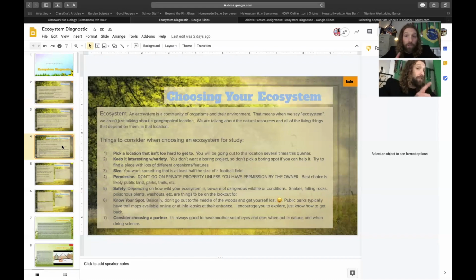So moving into your project, what are you going to have to do? Well, you're going to have to choose an ecosystem first. Choosing an ecosystem is a fairly easy task. Now, if you have a nice big backyard and you just want your backyard to be the ecosystem of your study, that's totally fine.